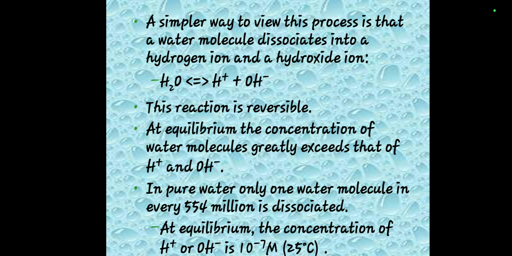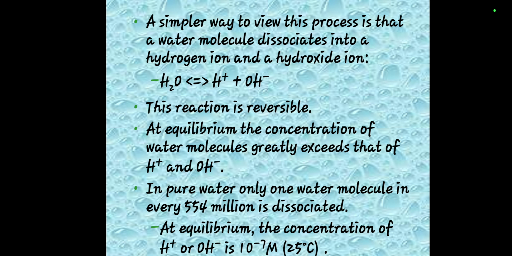In pure water, only one water molecule in every 554 million is dissociated. So at equilibrium, the concentration of the hydrogen ion or the hydroxide ion is 10 to the negative 7 mole at 25 degrees Celsius. So that explains how water can dissociate. Imagine, out of 554 million, only one molecule will be dissociated in pure water. Always remember that one. So let's proceed.